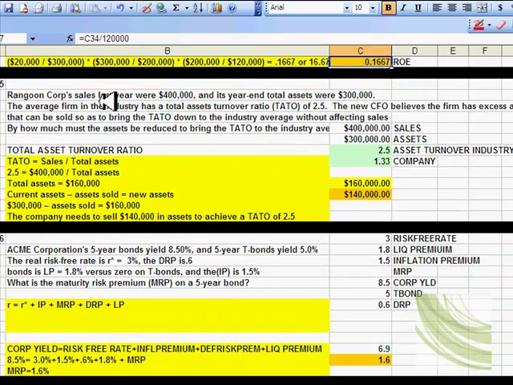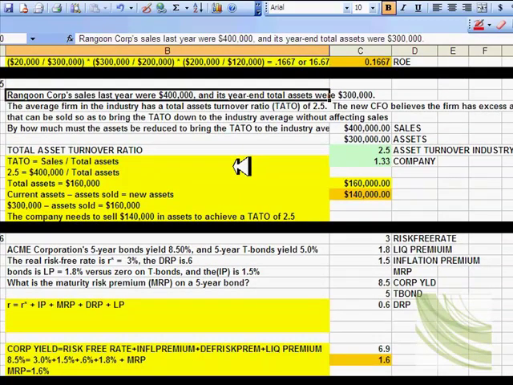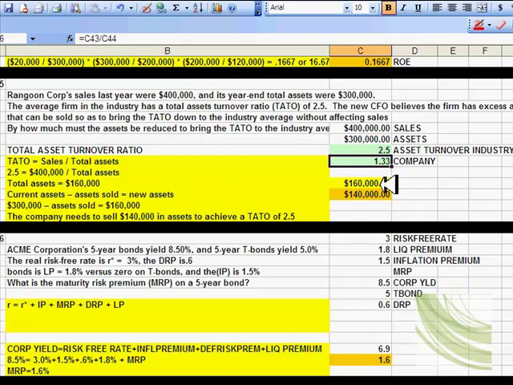Next problem, Rangoon Corporation last year had sales of 400,000 and its total assets were 300,000. Total asset turnover, or TATO, is 2.5. The CFO believes that it has excess assets that can be sold to bring it down to the industry average, without affecting the sales, to achieve a ratio of 1.33.